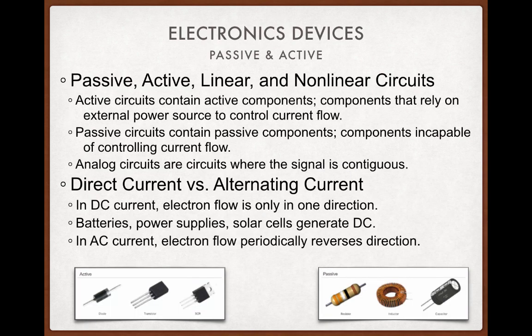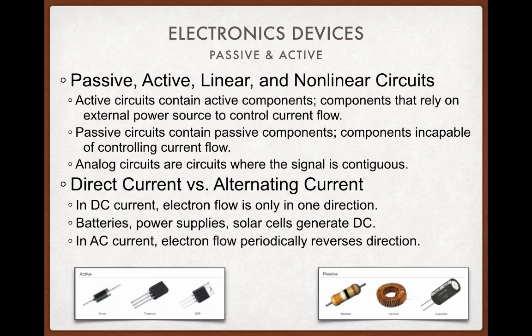Now we need to look at some electronic components. We're only going to be looking at a few in our laboratory sessions this weekend, but the ones we need to know about are both passive and active. Active circuits contain active components, that is, components that rely on some external power source to control the flow. Passive circuits contain passive components, components that are incapable of controlling current flow. Active components rely on an external power source to control the current flow.